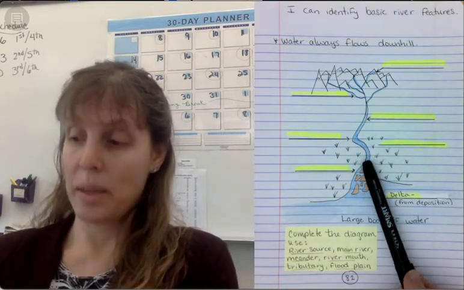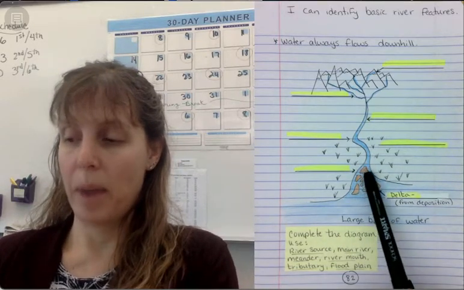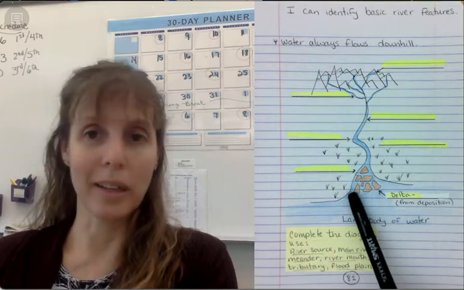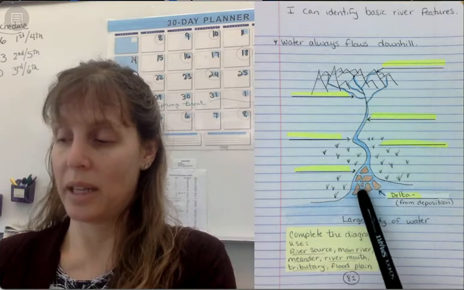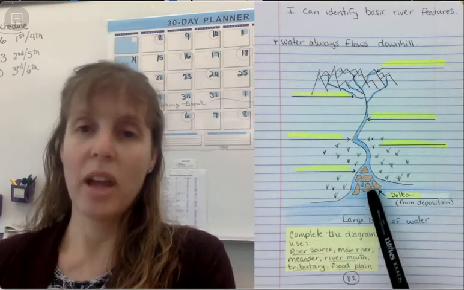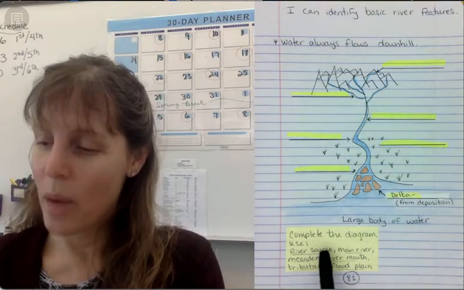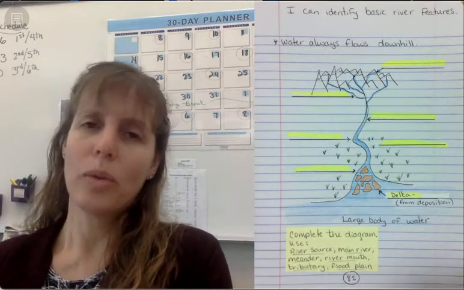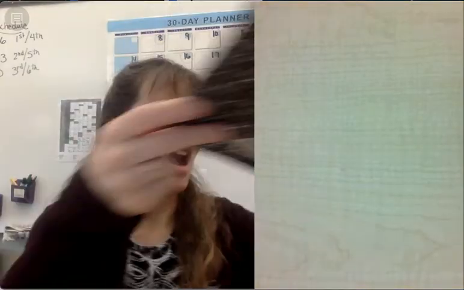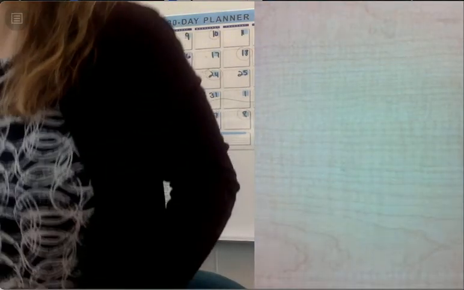When a river actually meets a larger body of water, the water starts to slow down and it deposits sediments in what we call a delta. And so this is the mouth of the river, and it is depositing sand or sediments here. Today, your job is, maybe you have to go back and watch this video, but you get to complete the diagram with river source, main river, meander, river mouth, tributary, and floodplain. So let's check something out. Let's just look at a river. You don't have anything to submit today, but you do have a couple of videos to watch.